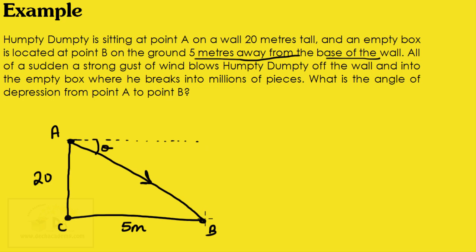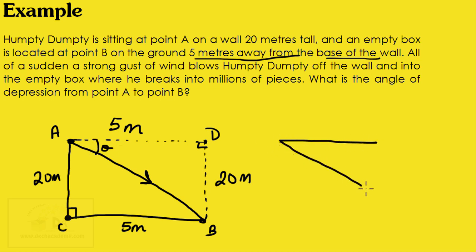So if I just form a rectangle, I get the following shape. Well, AC is 20 meters. If I call this point D, DB is also 20 meters. And since CB is 5 meters, AD is also 5 meters. Essentially what I formed is a rectangle because this here is a right angle and this here is also a right angle. So I just need to focus on the right angle triangle containing theta, which is this right angle here, theta here, 5 meters here.